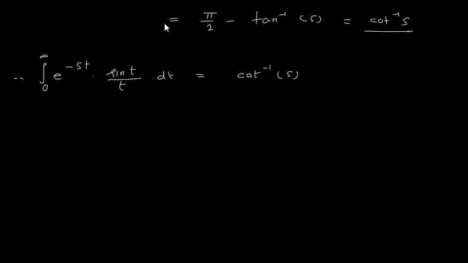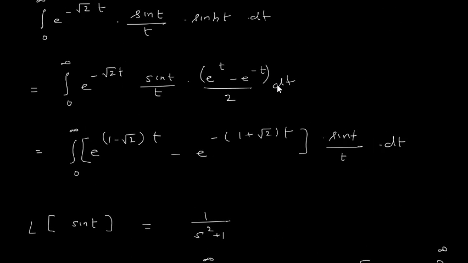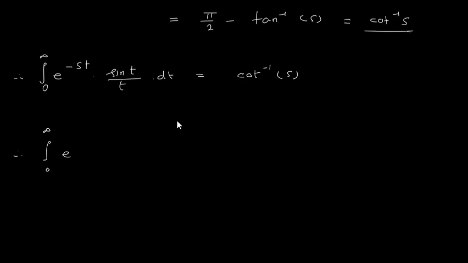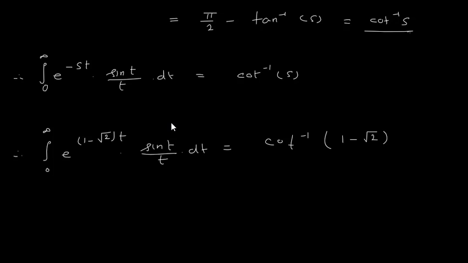So therefore the integral from 0 to infinity of e raised to, here we have in this problem, e power 1 minus root 2 t into sin t upon t dt will be equal to, now in place of s we have put 1 minus root 2, so it will become cot inverse 1 minus root 2, and the integral from 0 to infinity of e raised to minus 1 plus root 2 t.